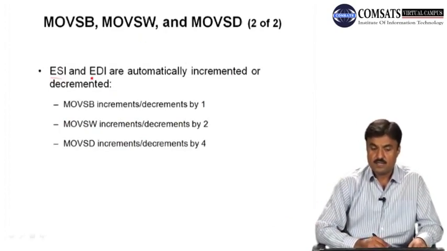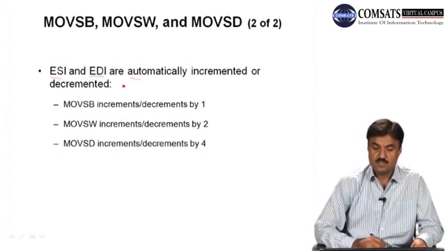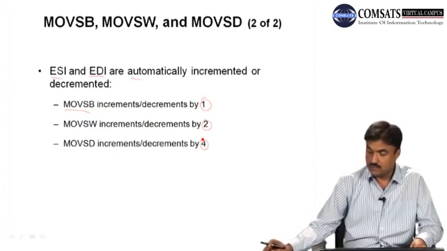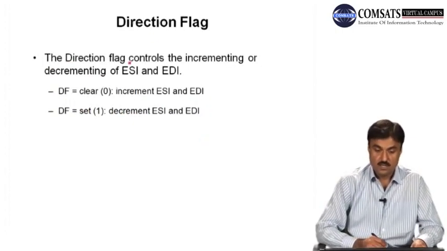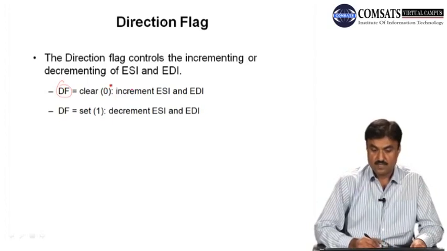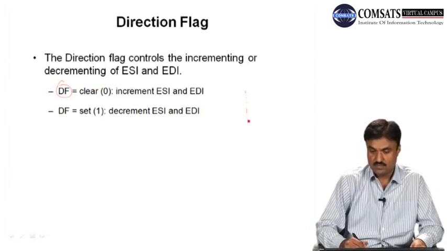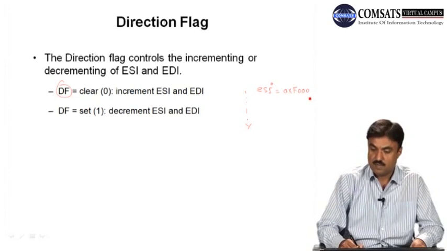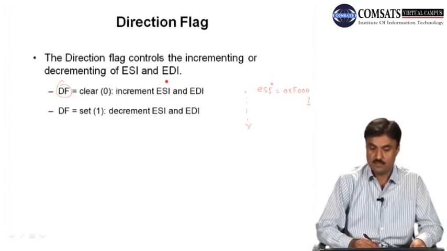Now ESI and EDI are automatically incremented or decremented, depending. MOVSB is incremented or decremented by 1, 2, or 4, depending on the direction. Here is the direction flag, DF. If it is clear, then increment ESI and EDI. Increment means we are going to move in the forward direction. For example, if ESI is pointing to 0xF000, then ESI will be incremented by 1 if we are using MOVSB, and so on.